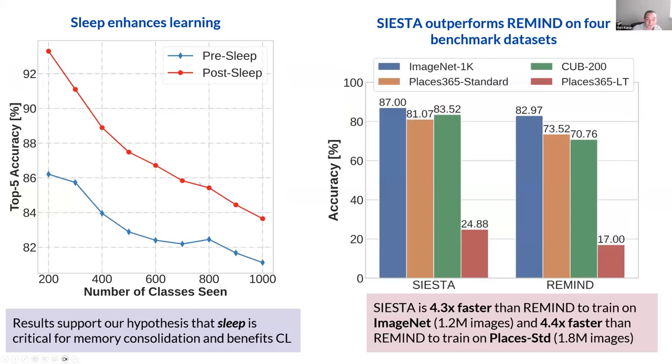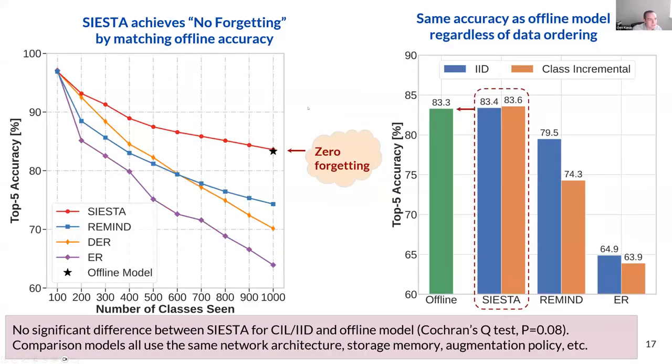Sleep helps you too. There's lots of studies showing sleep helps your learning. You get better at things. And then here's, I'll get to the compute here in a moment, but here's Remind versus Siesta, since I mentioned it's kind of like an upgraded version. It's better across the board, across data sets. But it trains 4.3 times faster on ImageNet and 4.4 times faster on this Places standard data set.